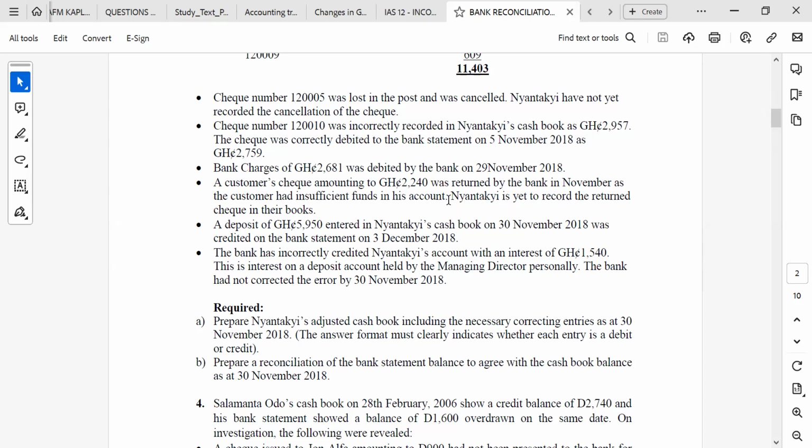Okay, so this one we will start with the bank statements because we want the bank statement balance to agree with the cash book balance. You can use any format at all. The bank statement should be the same as the cash book balance. We are going to be using the default one too.